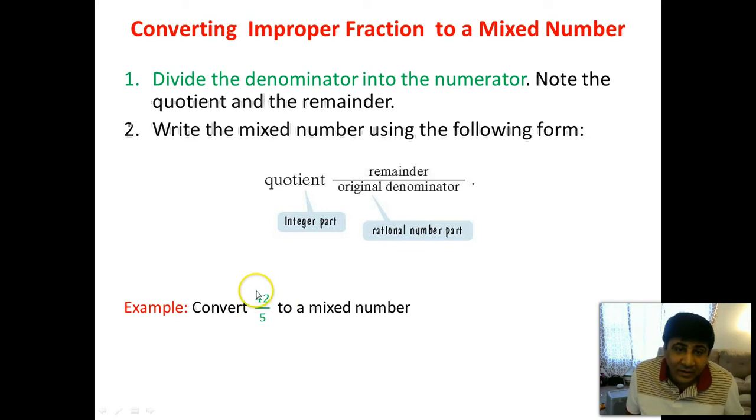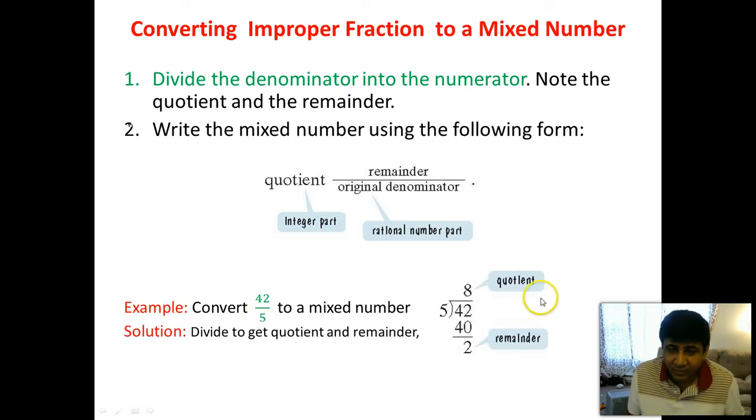What you will do is take this 42 and divide by 5 using long division. I hope I don't have to explain the long division. You know how it is. So it's 42 here. 5 times 8 is 40, the closest, and then you take the difference here. As I said, we have to note down the quotient and the remainder.